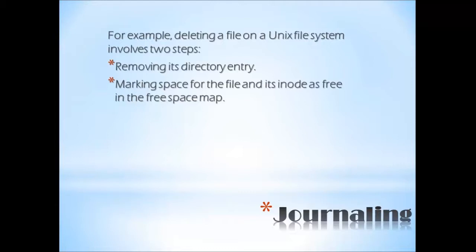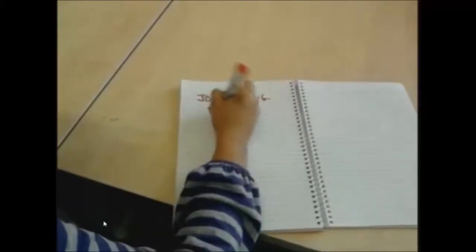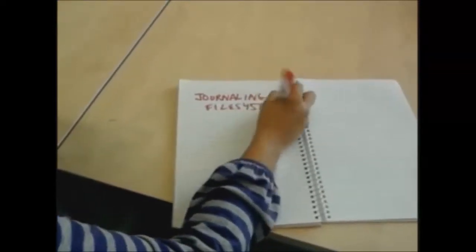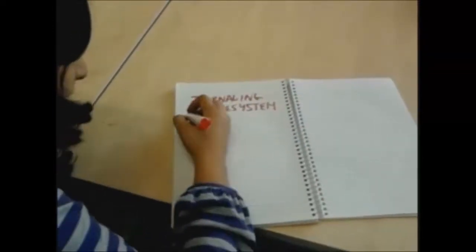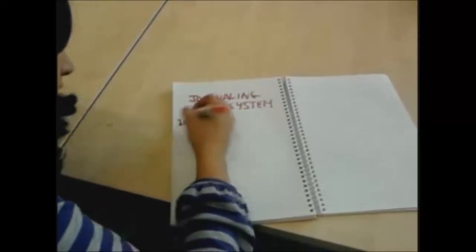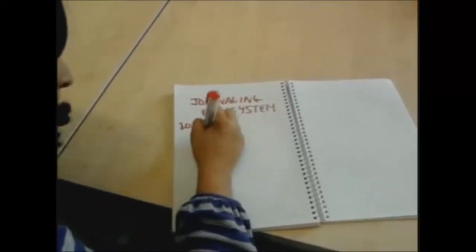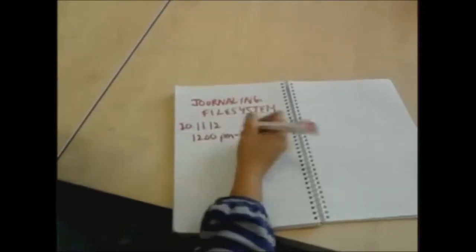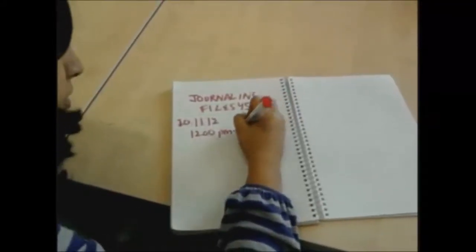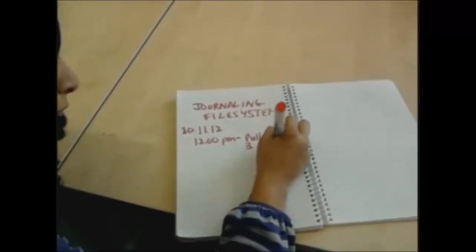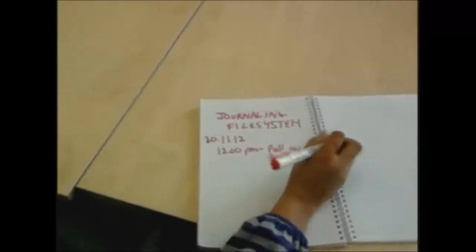Now we have a small video to show you to explain the concept of journaling in an easy manner. So today we're going to learn a little bit about journaling file systems. A journaling file system basically captures all your metadata, which is the date, time, and the action that is to be performed. In this case, pull out 3 chairs.